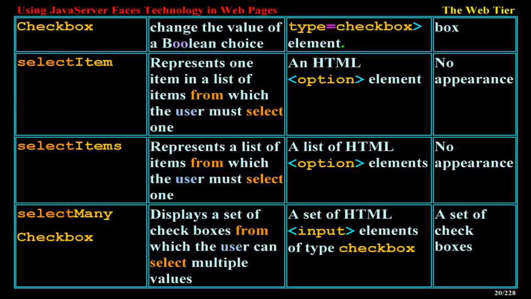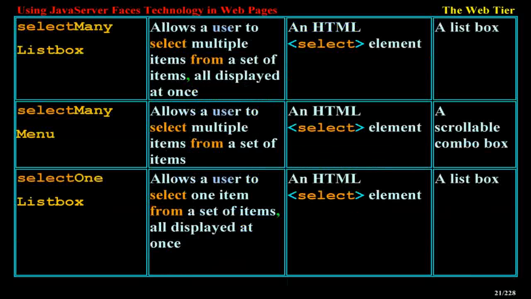An option element. No appearance. Select items represents a list of items from which the user must select one. A list of HTML option elements. No appearance. Select many checkbox displays a set of checkboxes from which the user can select multiple values. A set of HTML input elements of type checkbox. A set of checkboxes. Select many listbox allows a user to select multiple items from a set of items, all displayed at once in HTML. A select element. A list box. Select many menu allows the user to select multiple items from a set of items in HTML. A select element. A scrollable combo box.